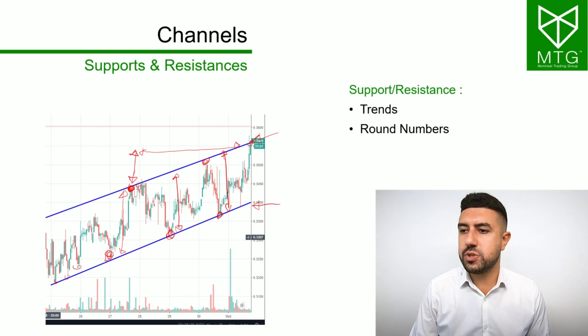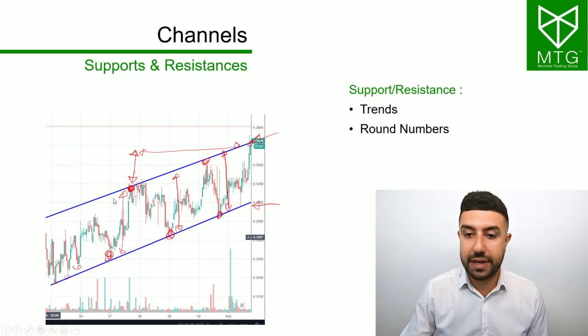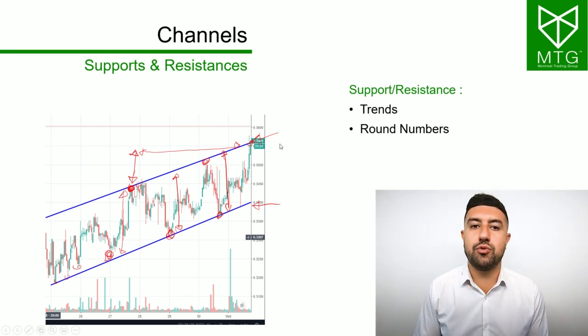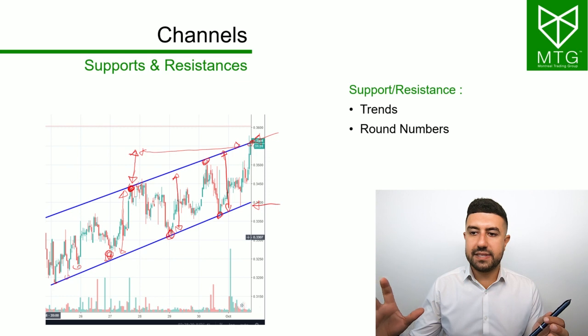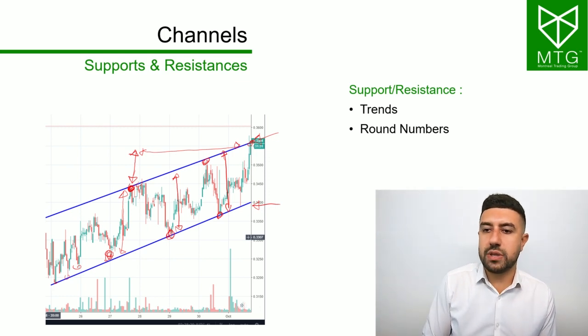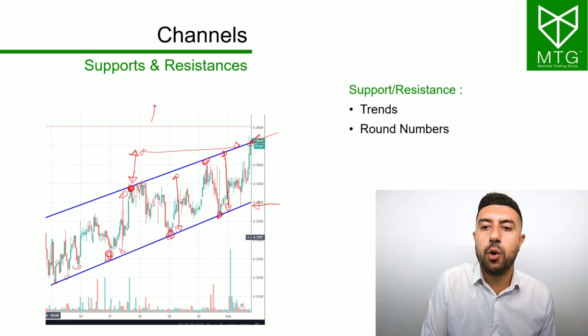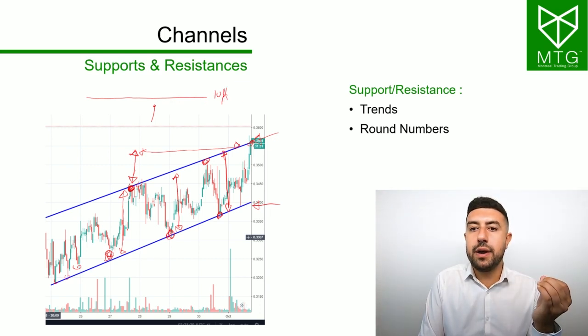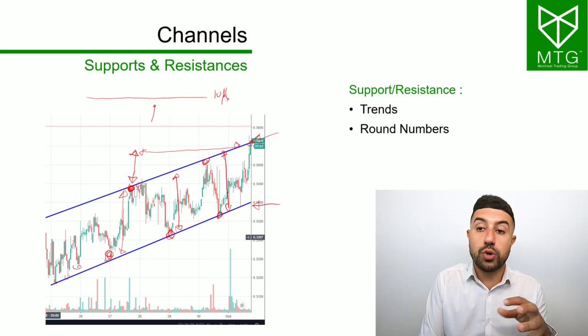So a few things about supports and resistances. You're going to see supports and resistance in trends. When things are going in a direction, you're also going to see them around round numbers. So if, let's say, Bitcoin is at 9,000 and going up, well, there's going to be a huge resistance at $10,000. Why? Because it's a round number, and there's a lot of people buying or selling at that price.